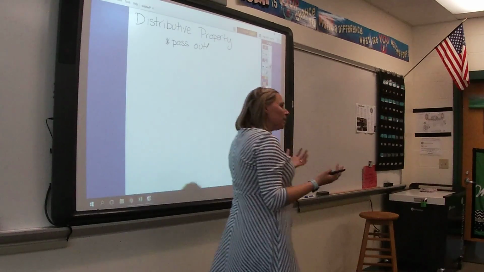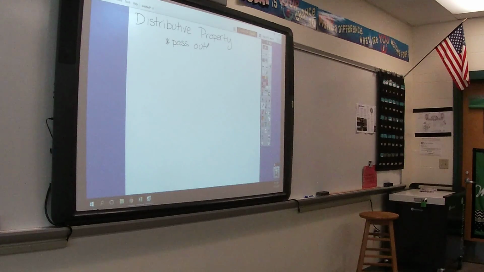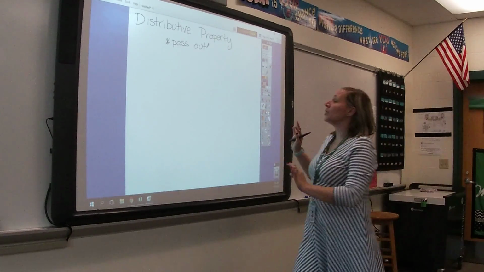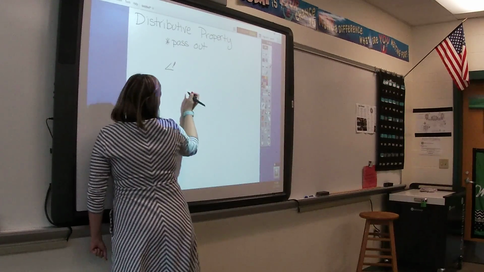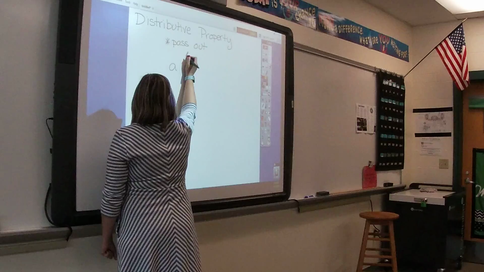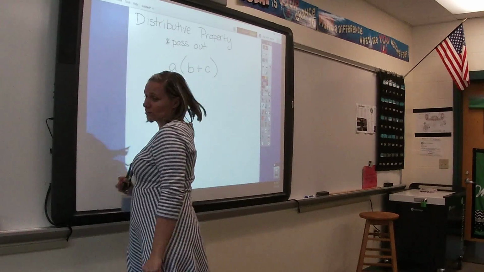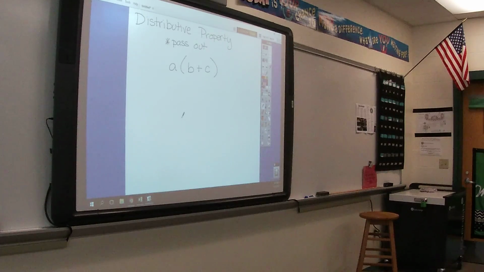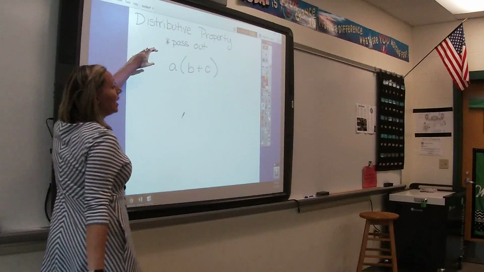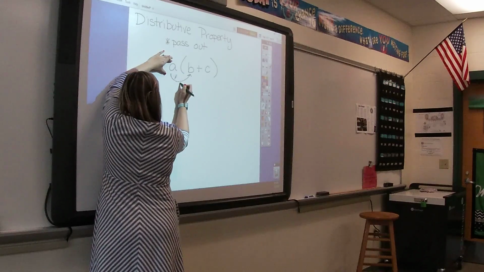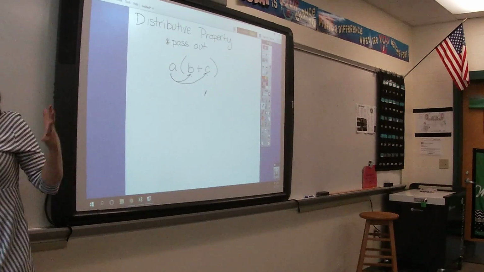Now, technically, we could have an addition sign or a subtraction sign. So some people call this the distributive of addition or the distributive of subtraction. It's the distributive property. That's what we need to know. Okay, the distributive property says, if I have something being multiplied to two things that are being added or subtracted, I can take the number sitting in front and I can pass it out to each of them.